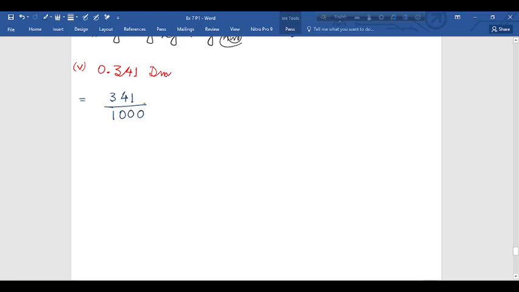And it is decameter. So write down kilometer, hectometer, decameter, and meter, decimeter, centimeter, and millimeter.